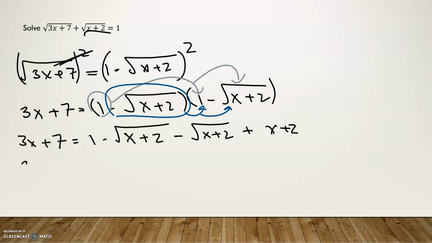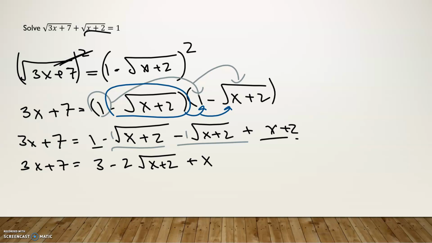Okay, let's clean this up just a little bit. I've got a 1 and a 2, that will give me a 3. I have these two right here. So basically I have a negative 1 in front of it, so that will give me a negative 2 square root of x plus 2, and then plus this remaining x over here. Now I'm going to move this 7 over. So 3x is equal to, actually, I'm sorry.